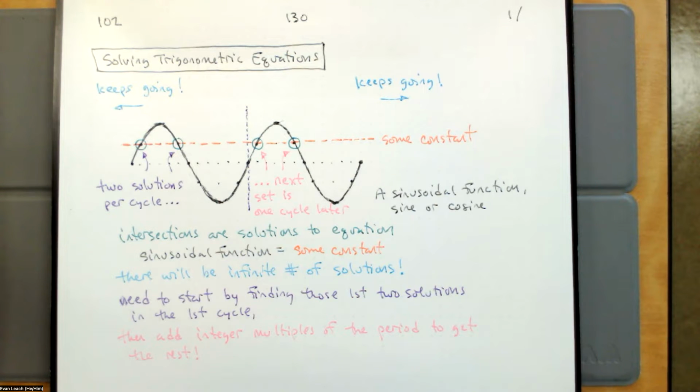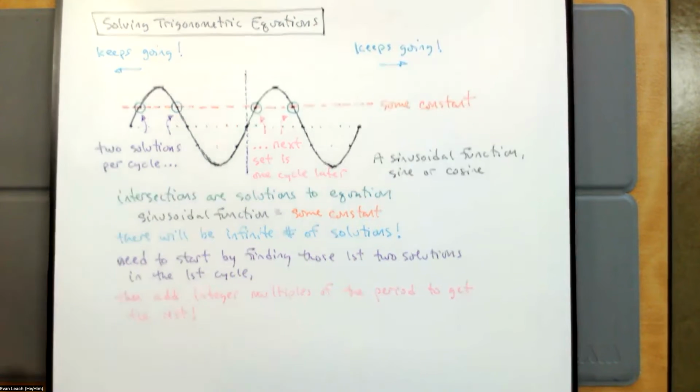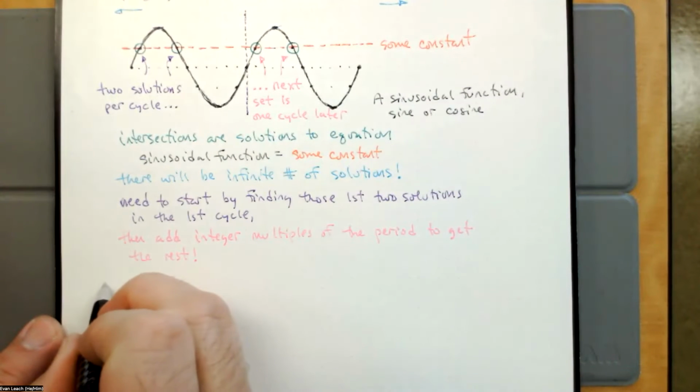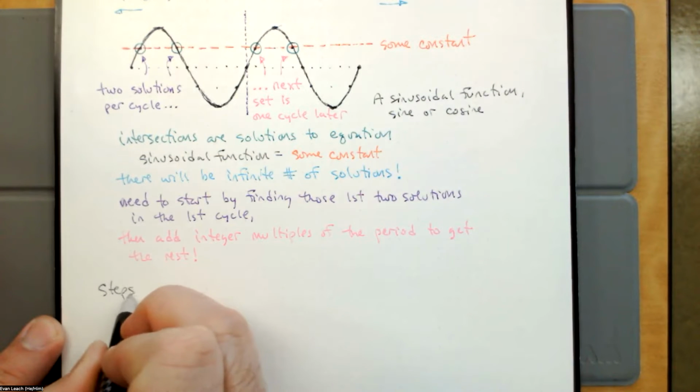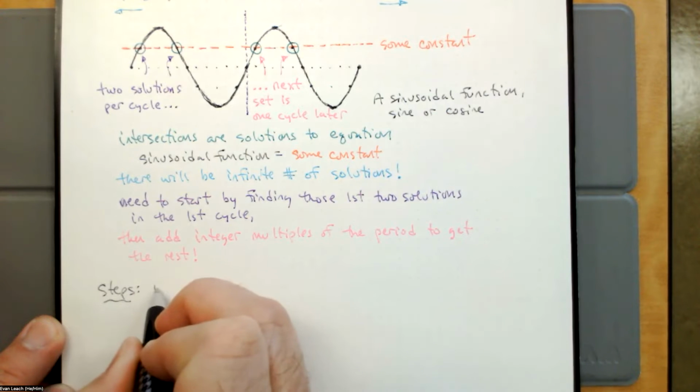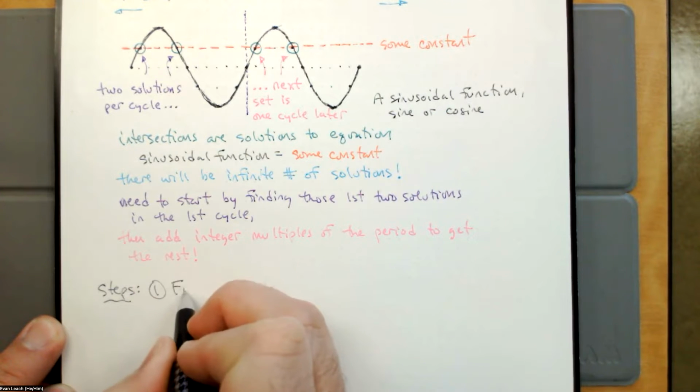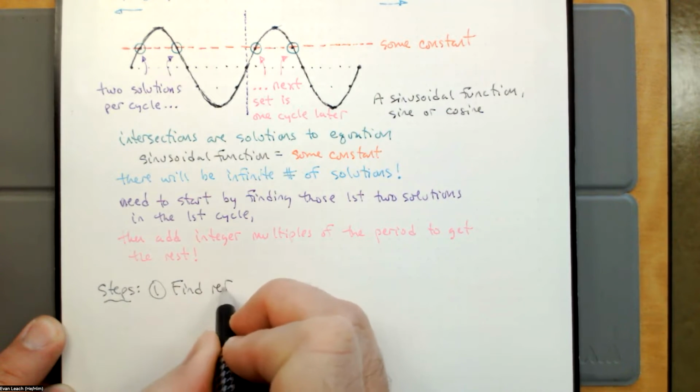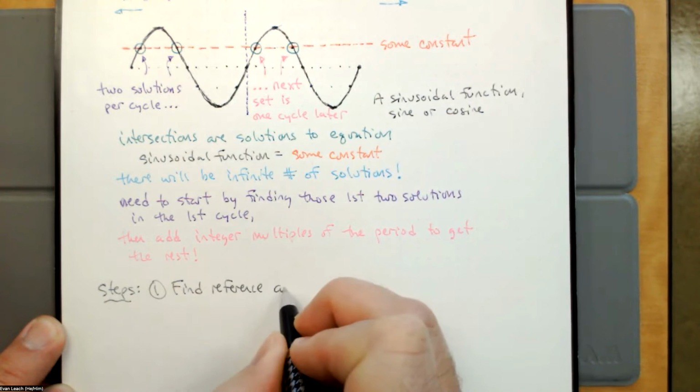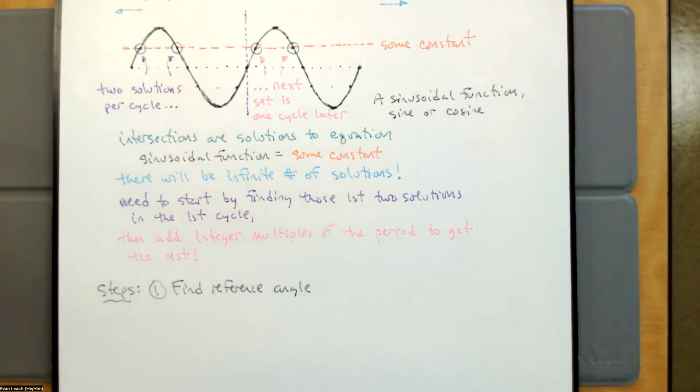So we're going to do this in 3 parts. First, we're going to get the reference angle. Second, we're going to put the reference angle into 2 quadrants. Third, we will add integer multiples of the period. So those are the stages for doing this. First, we're going to find the reference angle.